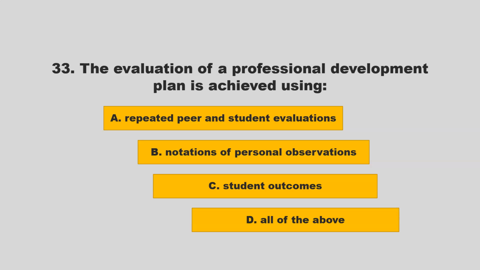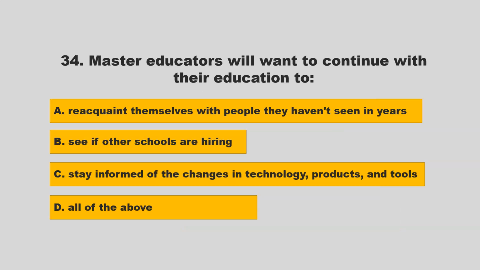The evaluation of a professional development plan is achieved using repeated peer and student evaluations, notations of personal observations, student outcomes, all of the above. If you chose D, all of the above, you are correct.